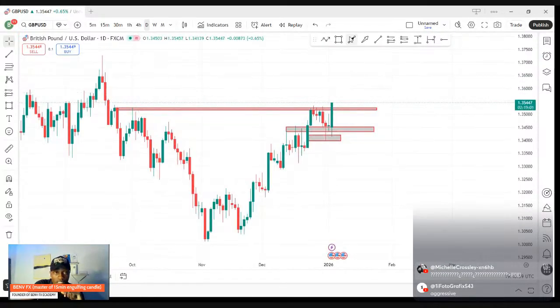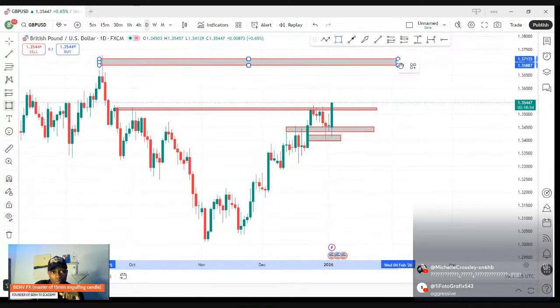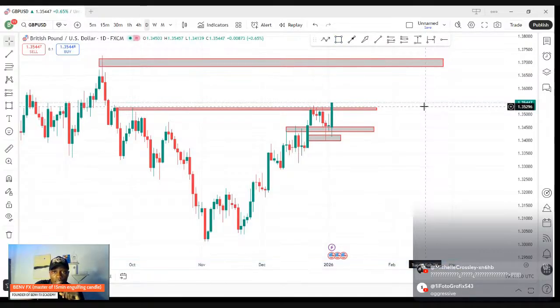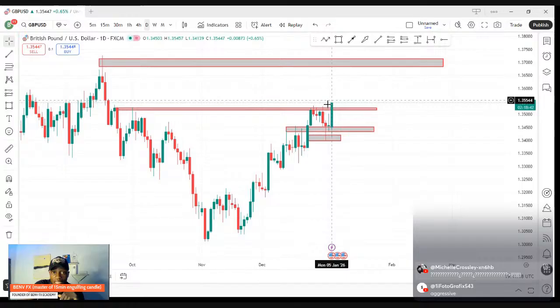This is the next resistance level on the daily time frame. This is the next resistance level that we'll be expecting the market to reach, because presently the market has broken above this particular resistance level. The market broke above this one, retested it, then moved again to the upside and broke above this particular one.